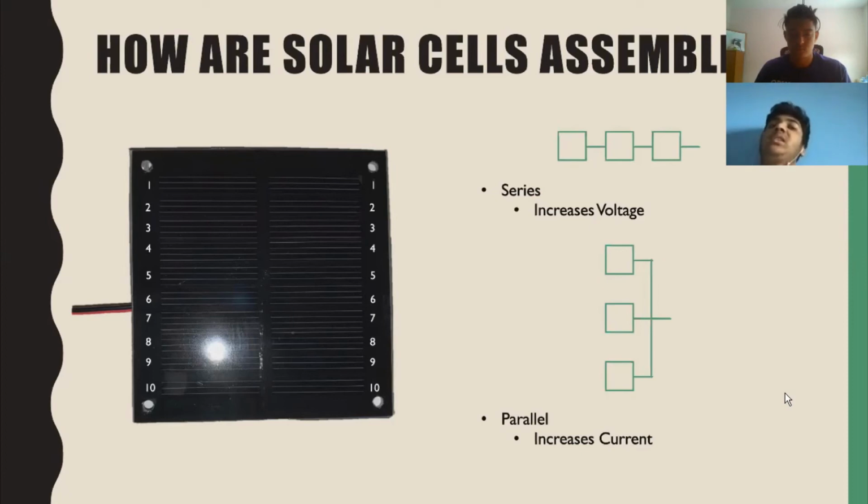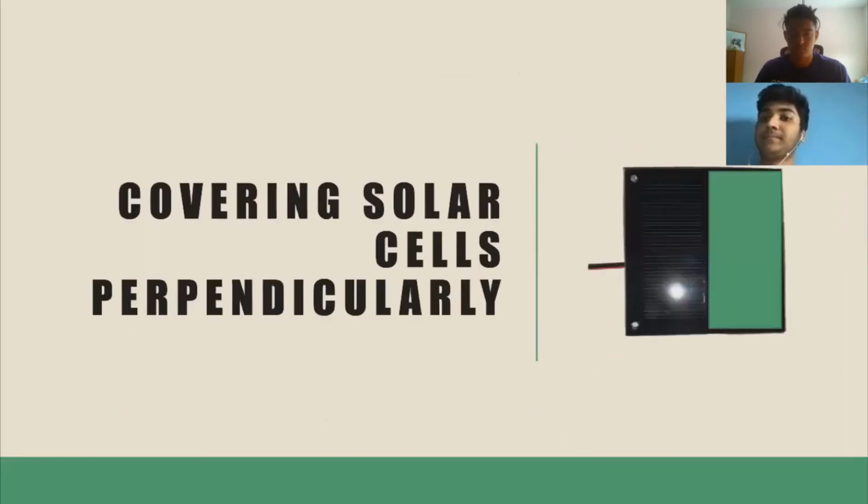So how do we figure out how they're assembled? Well, we did an experiment where we covered the panel in different ways. If you go to the next slide. The first thing we did was cover the solar cells perpendicularly. If you see the lines, we covered it so our paper was perpendicular to those lines. That will cover the cells perpendicular. Go to the next slide.